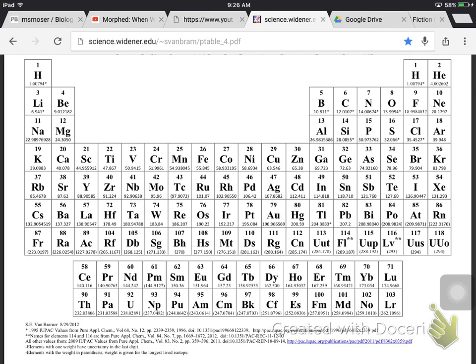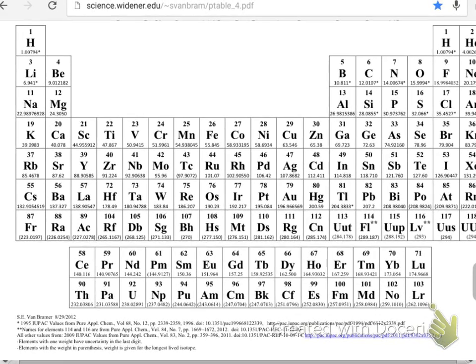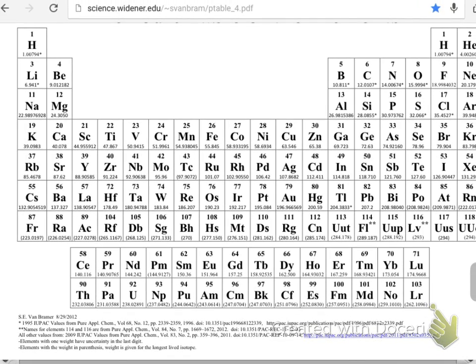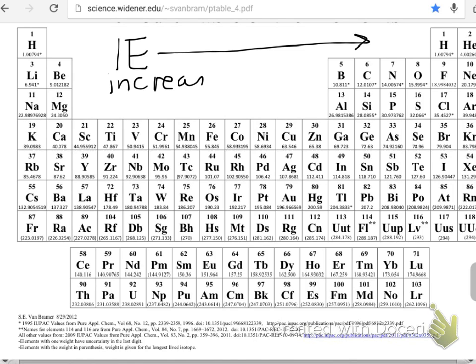Okay, the next one: ionization energy generally increases. Circle all that apply. What a mean trick. Having it be a circle all that apply threw a lot of people off, I think. Let's get a periodic table in here. So ionization energy. We know that ionization energy increases as we go this way. It takes more energy to remove an electron from an atom as we go across a period.